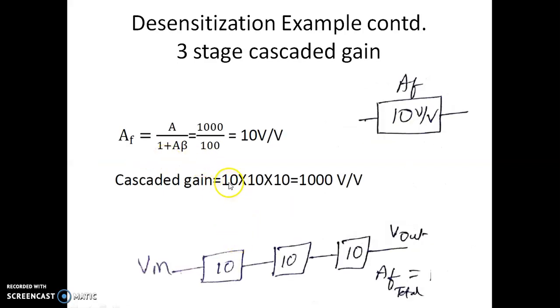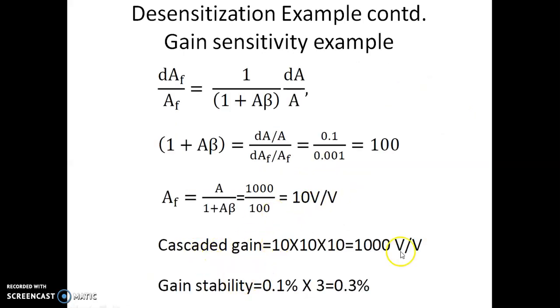If you cascade them, 3 in series, you are going to get a gain of again 1000. You can see the cascaded gain is 1000 that you are getting. Now the gain stability is reduced from 10% to hardly 0.3%. So this is how you can get that, right.